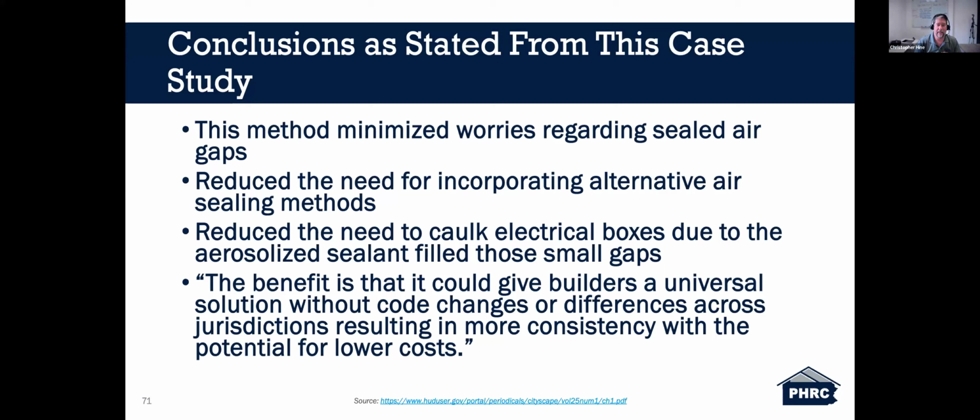And then this is a quote out of that document that said the benefit is that it could give builders a universal solution without code changes or differences across the jurisdictions, resulting in more consistency with the potential for lower cost, right? Everything's not relative. So just because you're adding $10 here doesn't mean it's saving you $10 at a later point. Adding $10 here could just save you $20 at a later point. So that all has to be taken into consideration.